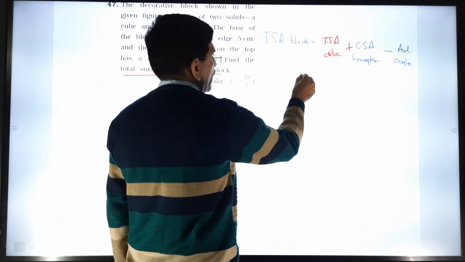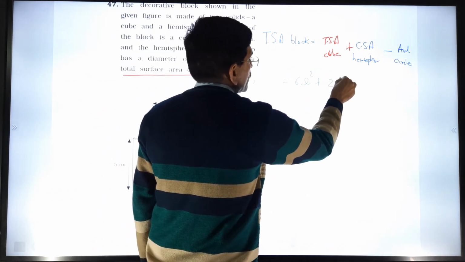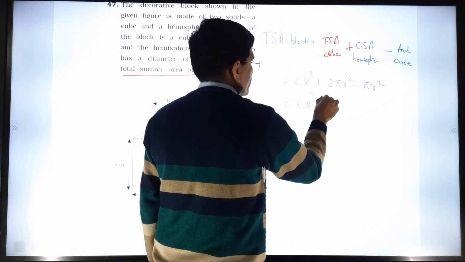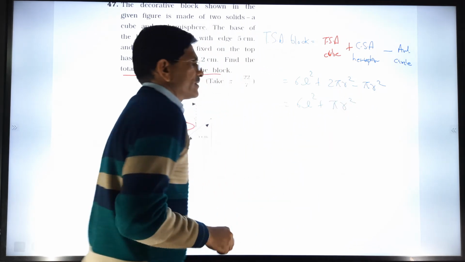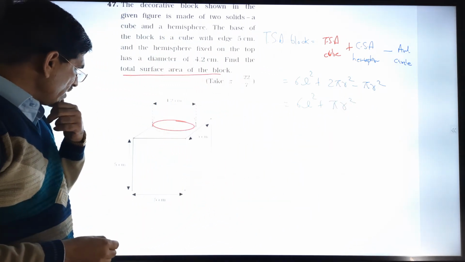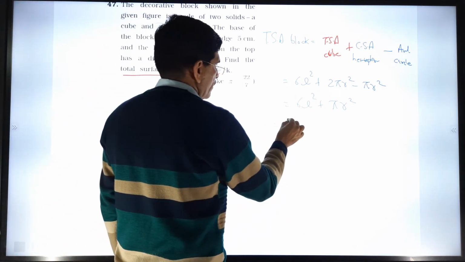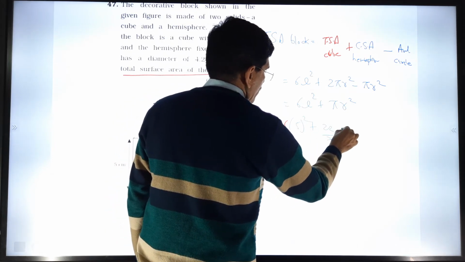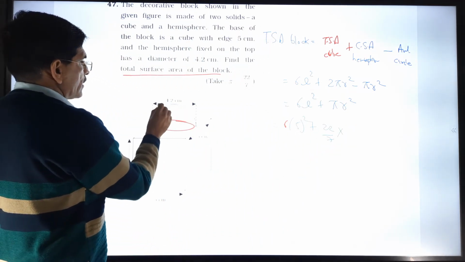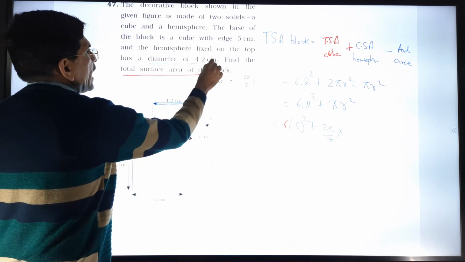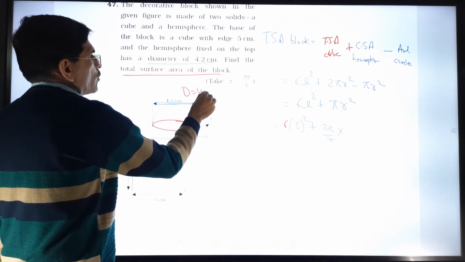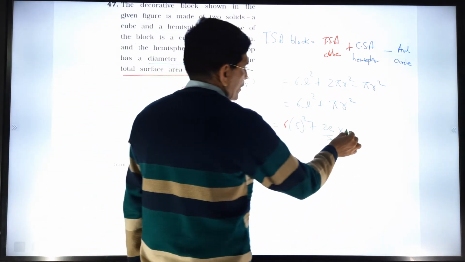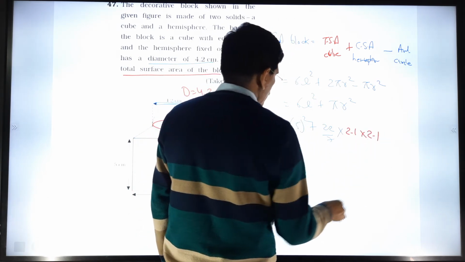So now put the formula: 6L square plus 2 pi r square minus pi r square. The radius is the same here, so we can directly apply 6L square plus pi r square. Now what is the value of L? That is 5. Already given, so 6 into 5 square plus the value of pi, that is 22 by 7. The value of r is given here. The diameter is equal to 4.2 centimeter, then the radius is equal to 2.1. So I have to write 2.1 into 2.1.